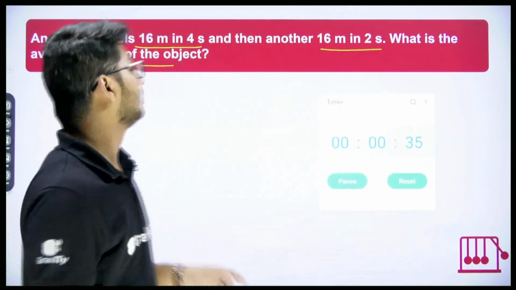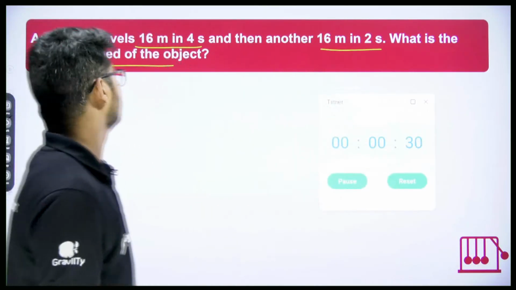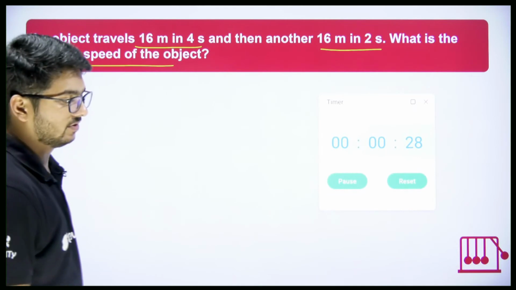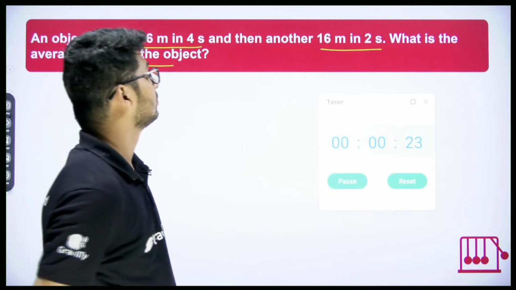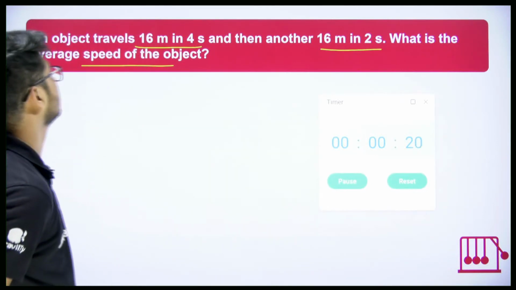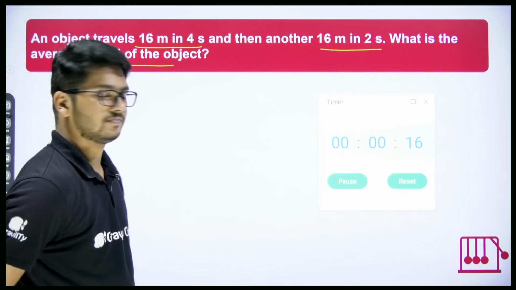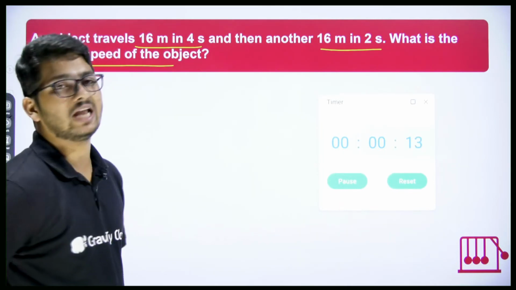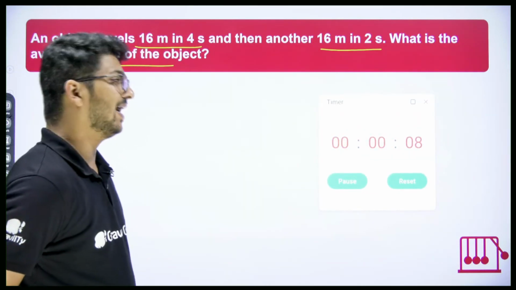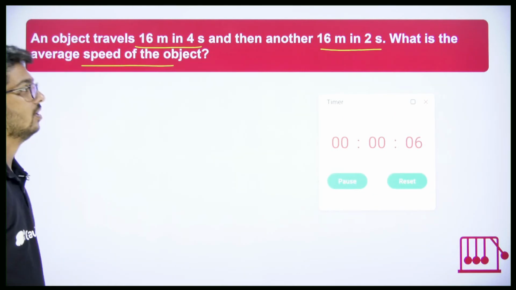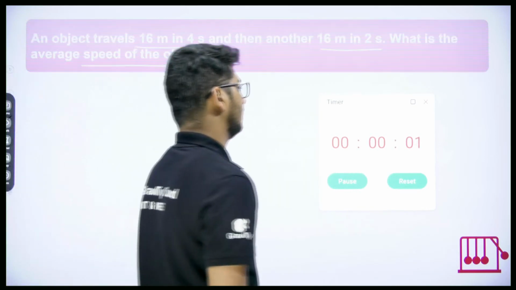An object travels 16 meters in 4 seconds and another 16 meters in 2 seconds. What is the average speed of the object? Please solve it. Stick to the formula, everyone. Find out the total distance, find out the total time, divide total distance by total time, and you will get the average speed of the object. The time is almost up, and the time is up.